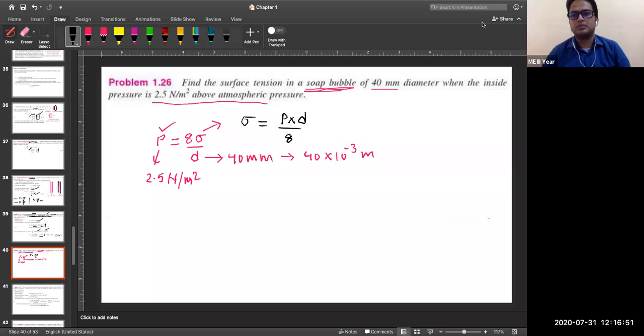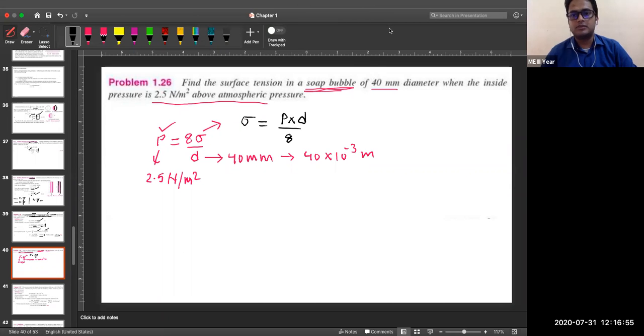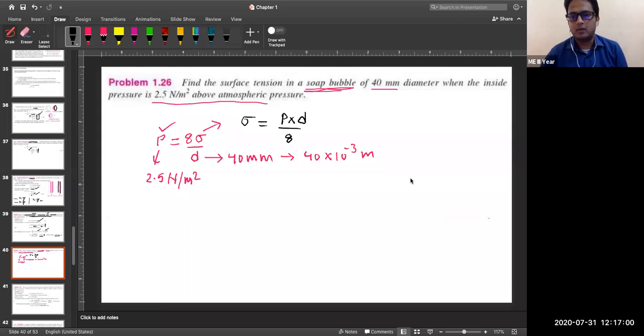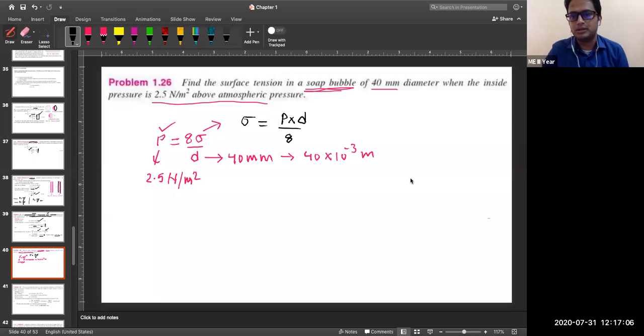Everything is in front of you, and you have to put the answer in your chat box. I want to see the majority of the students. Now we have 35, 36 participants, and I want everyone to answer. 0.0125 Newton per meter. Whatever answer you are getting, put it in your chat box.